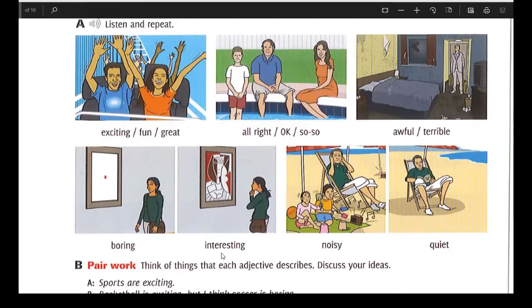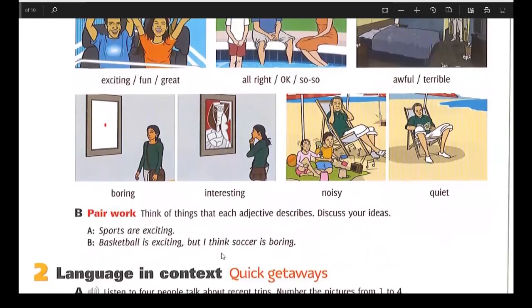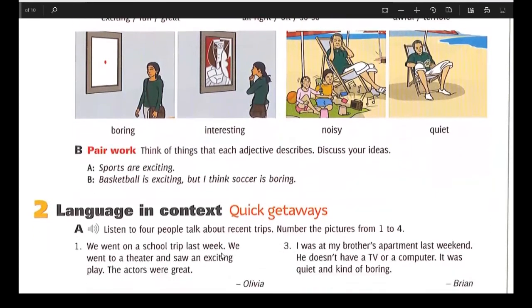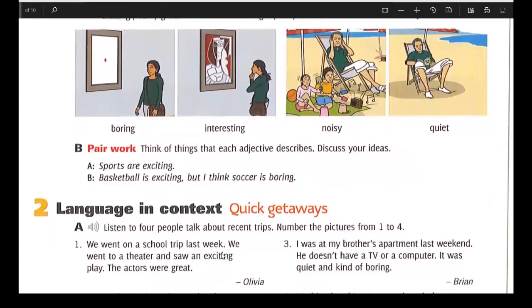Okay, actually, I will give you the word, for you to make a sentence. That's okay. I will design homework for you, and it will be pair work. Say or sing how each adjective describes. Discuss your ideas. Example: sports are exciting. And then you say basketball is exciting, but I think soccer is boring. So based on your opinion, that's okay.